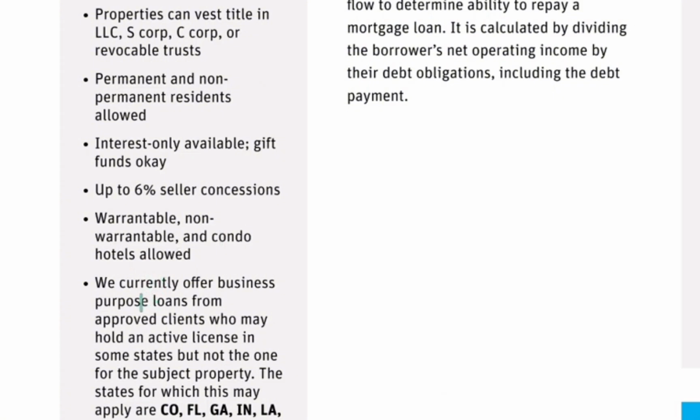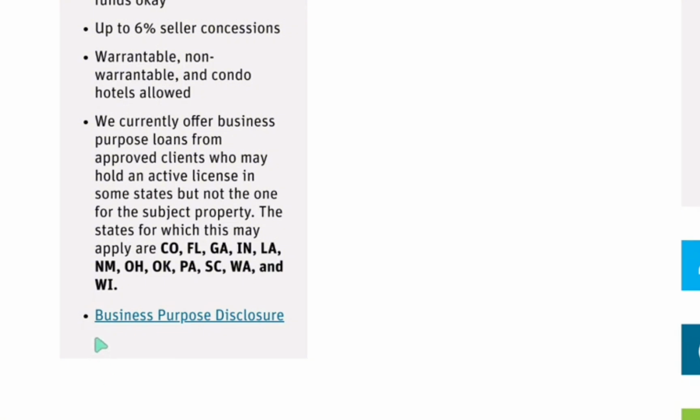For business-only loans, or investor loans, not every lender allows every state, but in this case, this lender allows Colorado, Florida, Georgia, Indiana, Louisiana, New Mexico, Ohio, Oklahoma, Pennsylvania, South Carolina, Washington, and Wyoming, which is good to know, okay? But there are other lenders that will allow other states, so you don't have to be worried about not qualifying if you're in a different state, like California, which I know most non-QM or investor-only lenders do allow. There are many of them. Then at the end, the borrower is going to complete what's known as the business purpose disclosure.